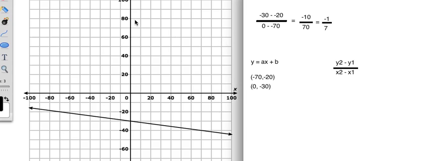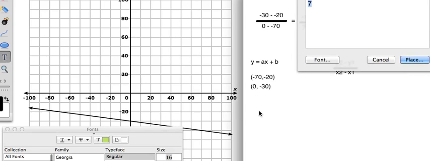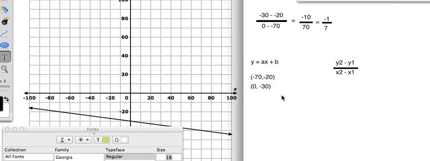And if I look for my y-intercept here, I just got to see where the line crosses it. It crosses the y-axis right at negative 30. That means that my a is negative 1 over 7 and my b is negative 30. So I can already write the equation because I know what a is and I know what b is. So y equals a, which is negative 1 over 7, I'm just going to write it like that for now, times x. And then I know that b is negative 30, so I can say plus b, which is plus negative 30.